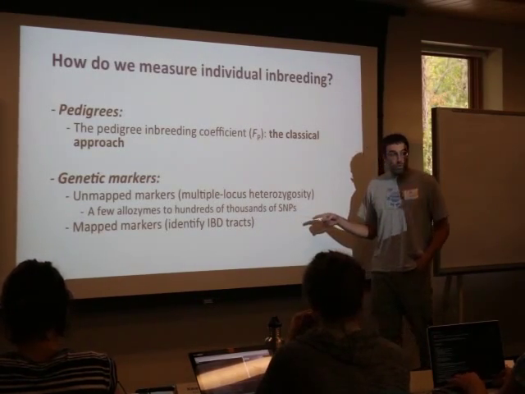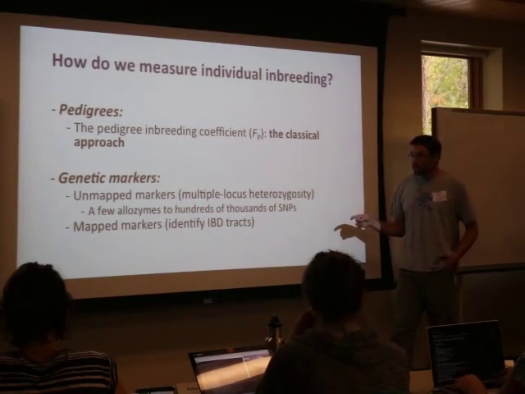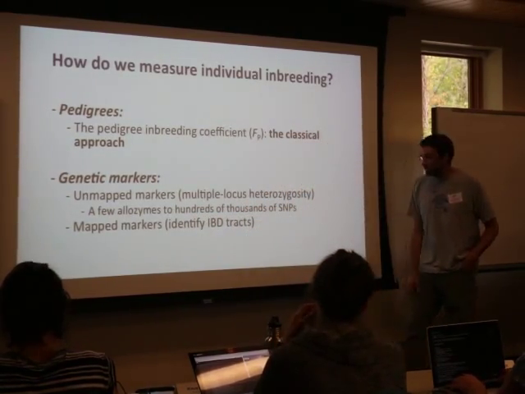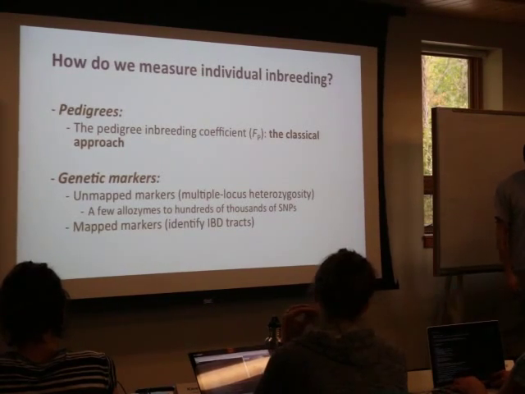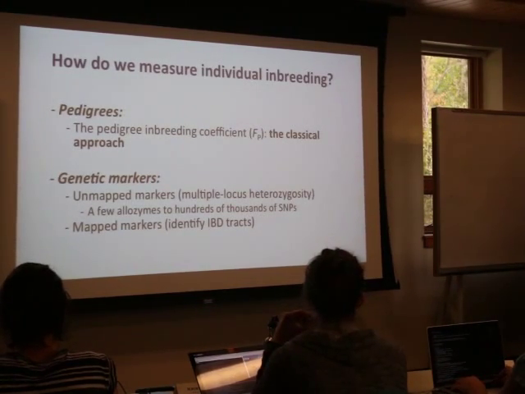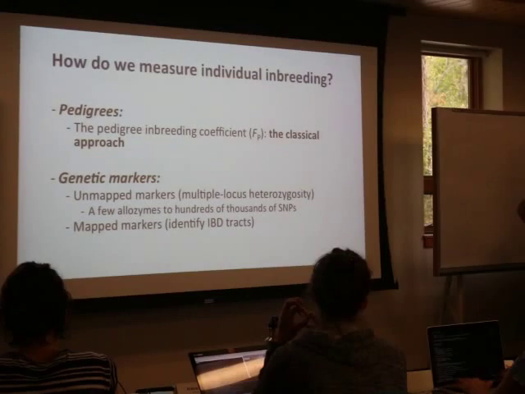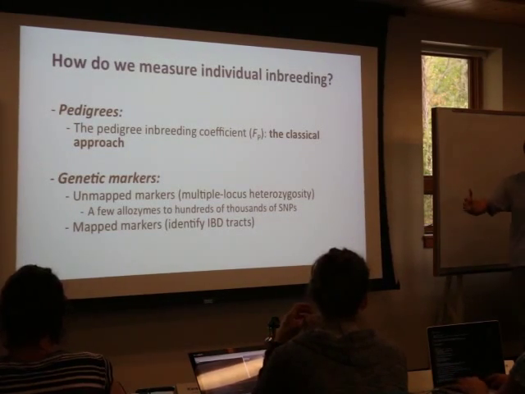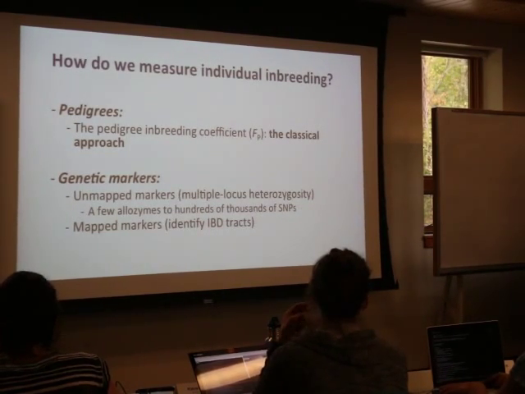Unmapped markers have been used for a long time, since the 1970s, using just a few allozymes, and then more recently we're using up to hundreds and thousands of SNPs, unmapped loci. And then with mapped markers, we can explicitly try to identify these identical by descent segments by identifying runs of homozygosity in the genome, so these long tracks of homozygous genotypes at mapped loci.